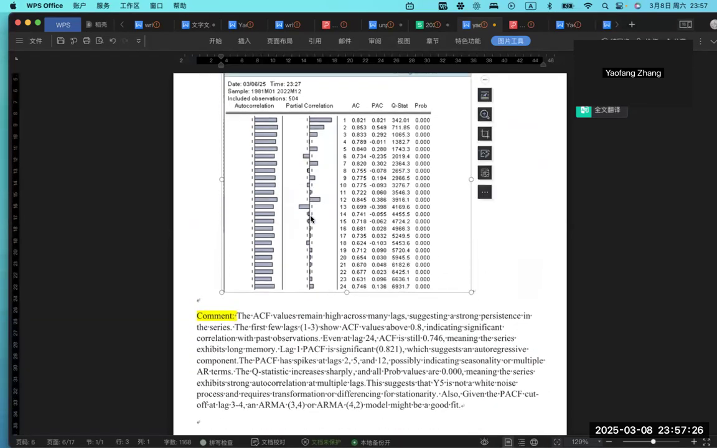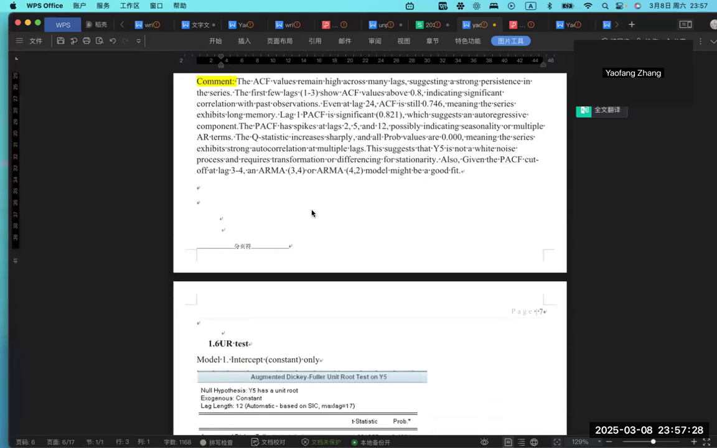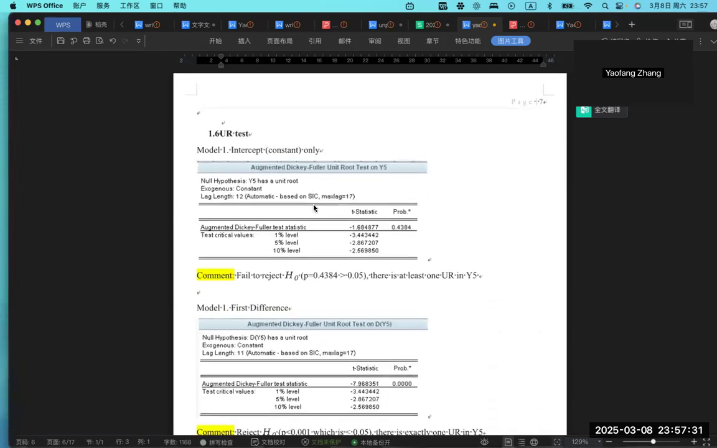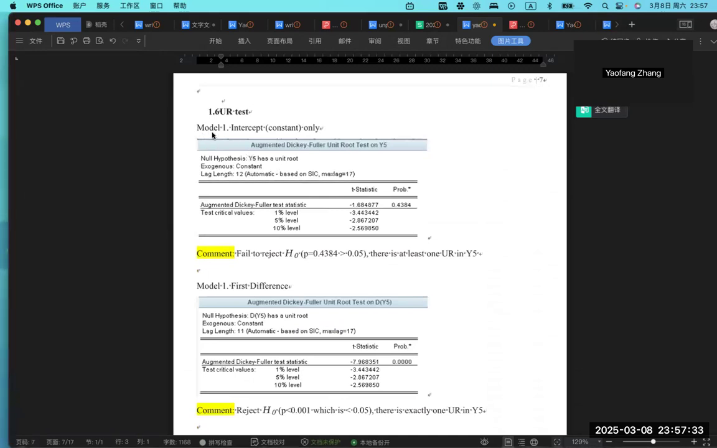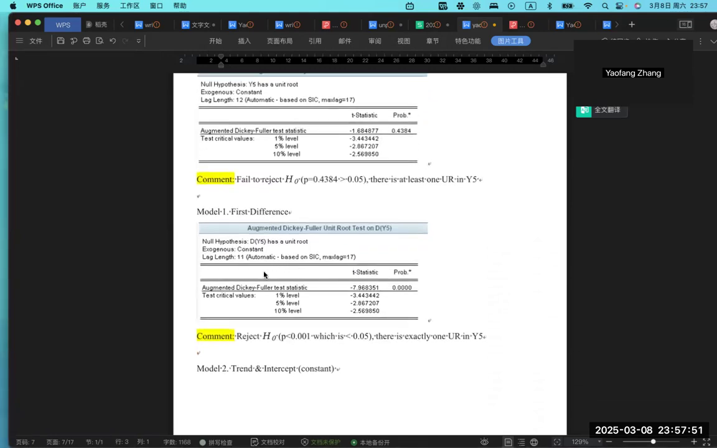So we then conducted the ADF test to check for stationarity. We use the first model, that is constant only. From the output, we see the probability is over 0.05. There is at least one unit root in Y5, meaning it is non-stationary. After applying first differencing, the series becomes stationary because we reject the null. There is exactly one unit root in Y5.